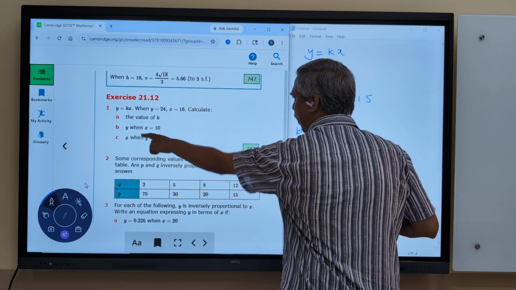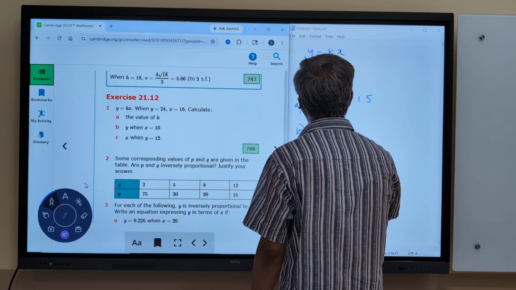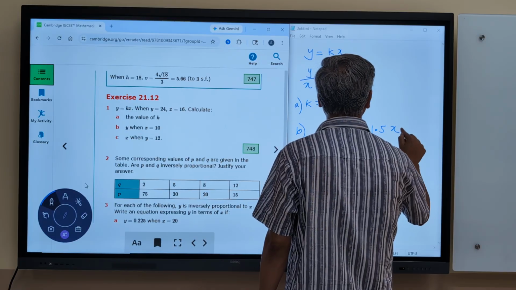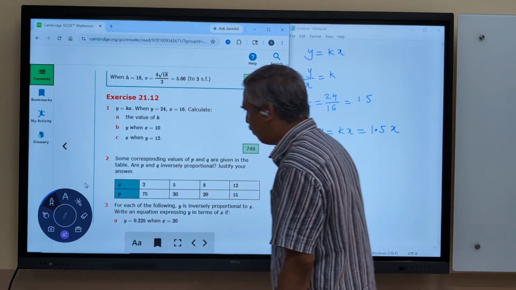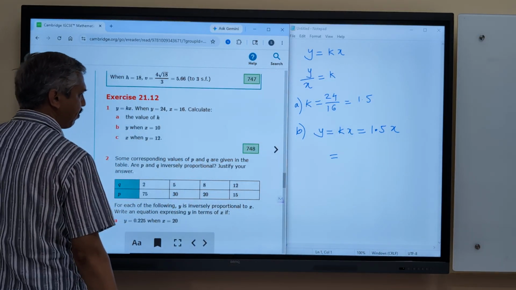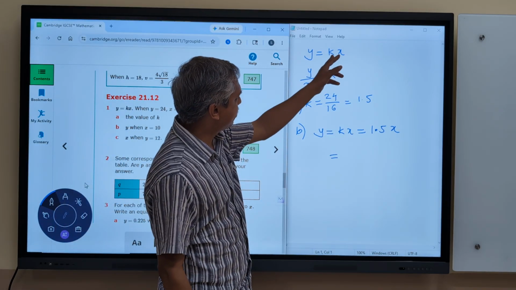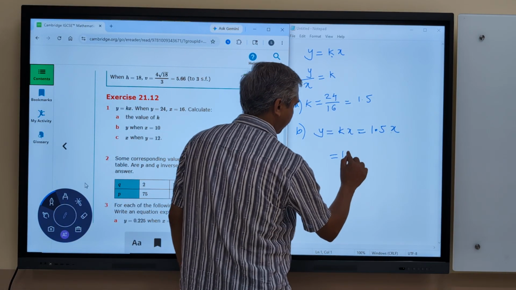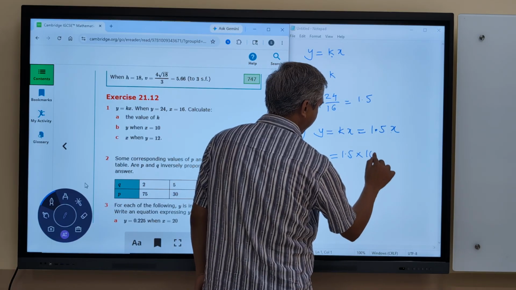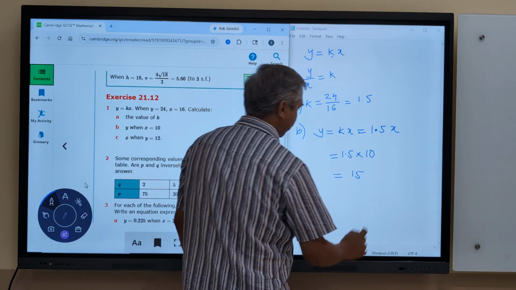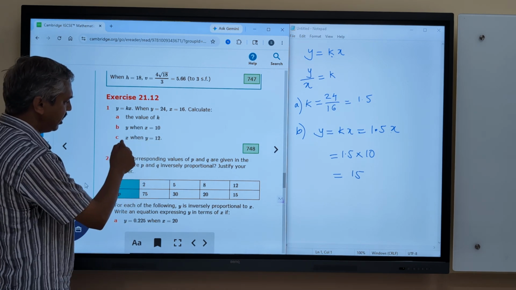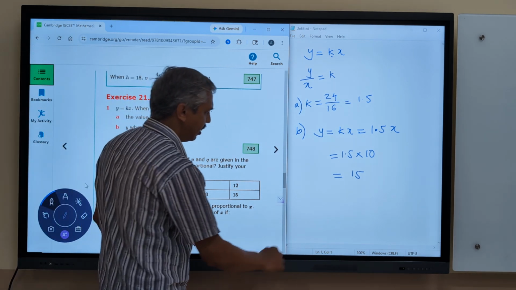B is: find the value of y when x is equal to 10. So y is equal to kx, k is equal to 1.5, so 1.5 into x. So this is 1.5 into x is equal to 10. So the value of y is 15 in this case. So b is done.